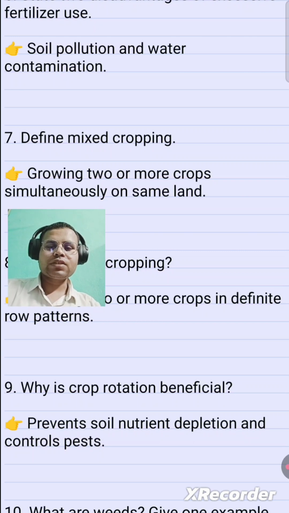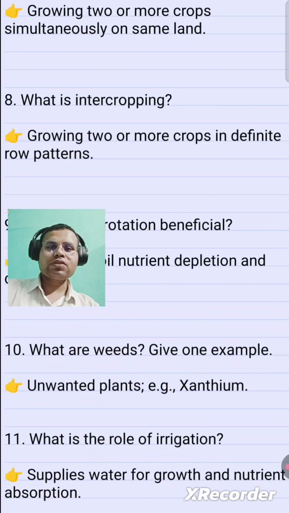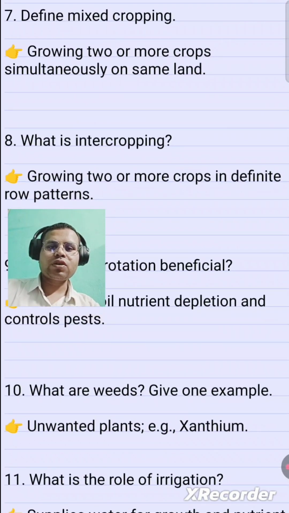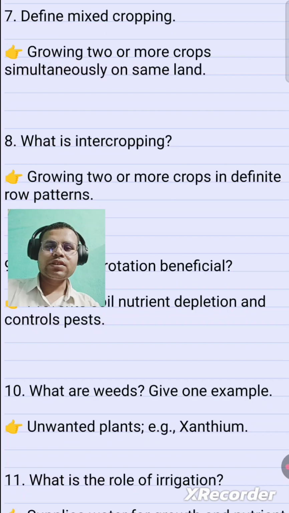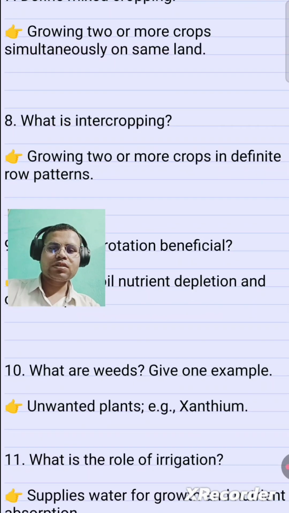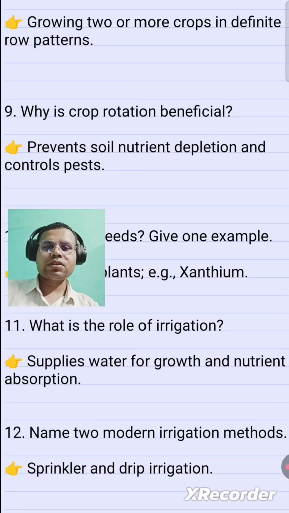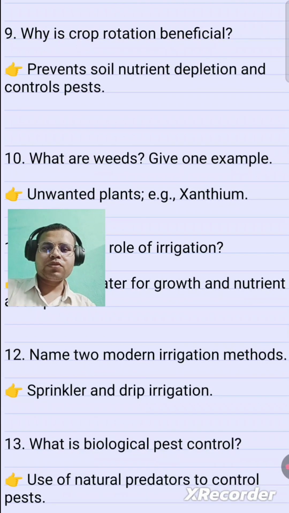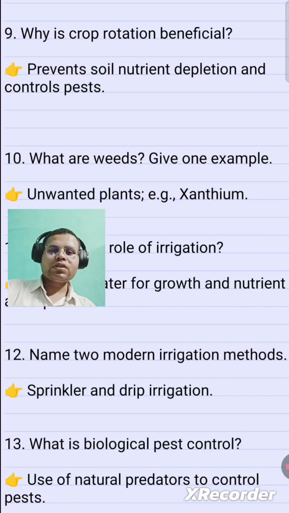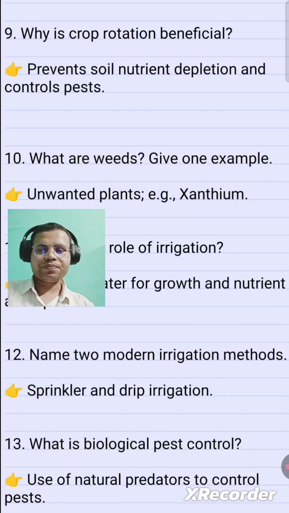Next question, define mixed cropping. Growing two or more crops simultaneously on the same land is known as mixed cropping, class. And what is intercropping? Growing two or more crops in defined row patterns is known as intercropping. Why is crop rotation beneficial? It prevents soil nutrient depletion and controls pests.